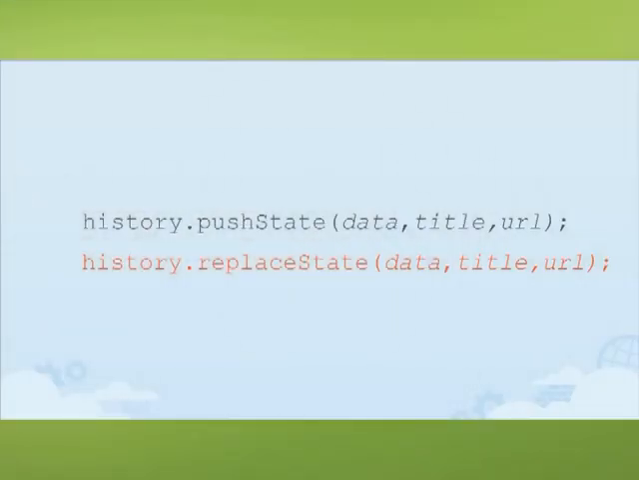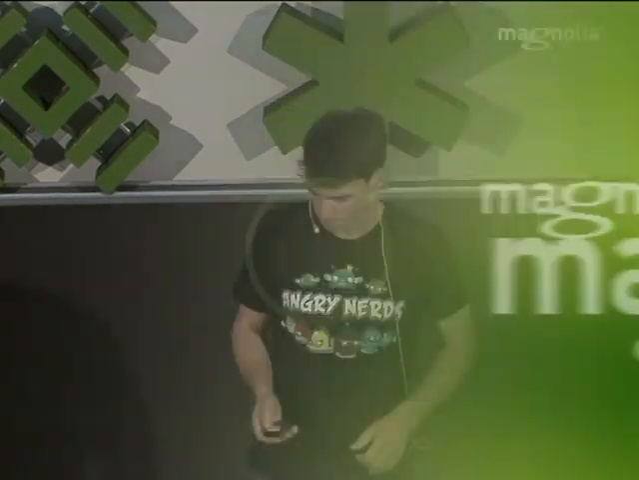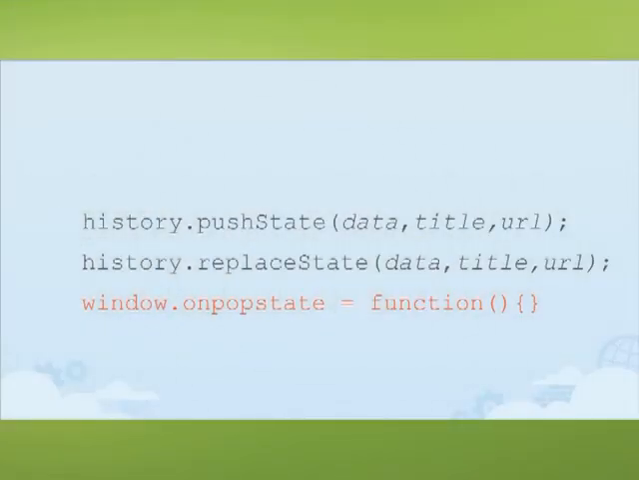So here's the other one called replaceState. This is exactly the same thing as pushState, except that instead of adding to the history, this actually replaces whatever item was in the history at that time.